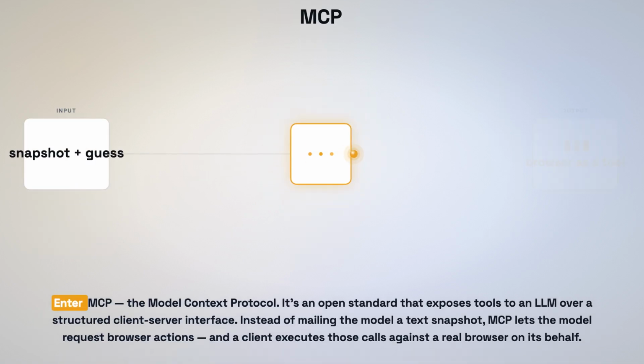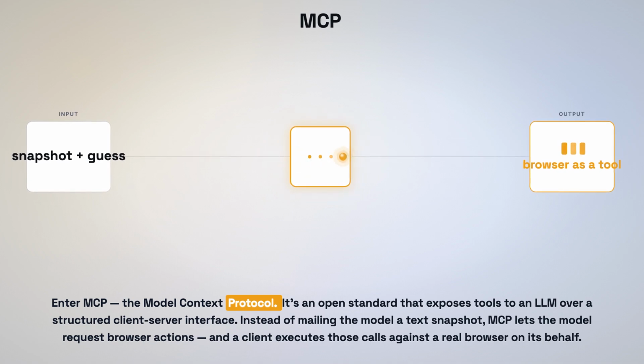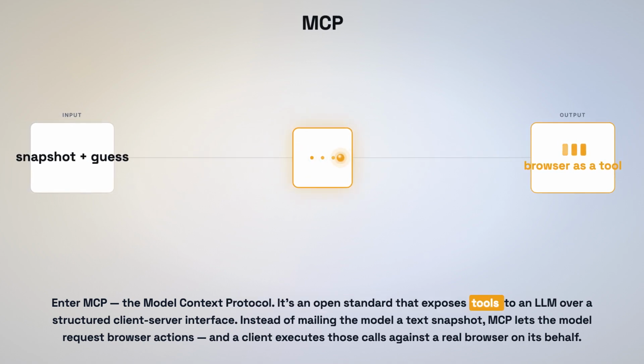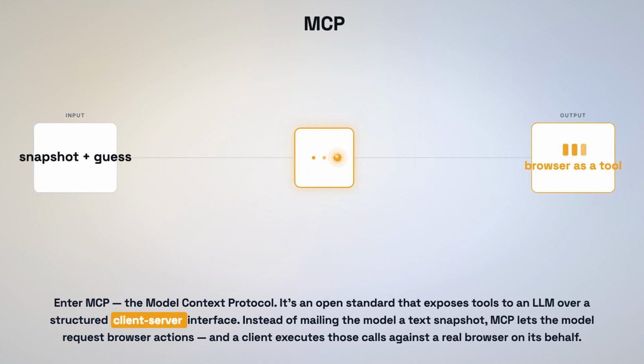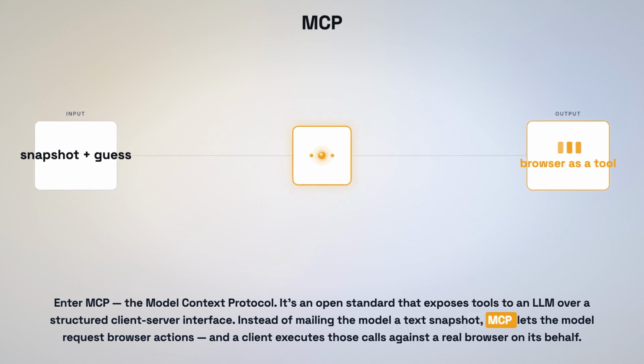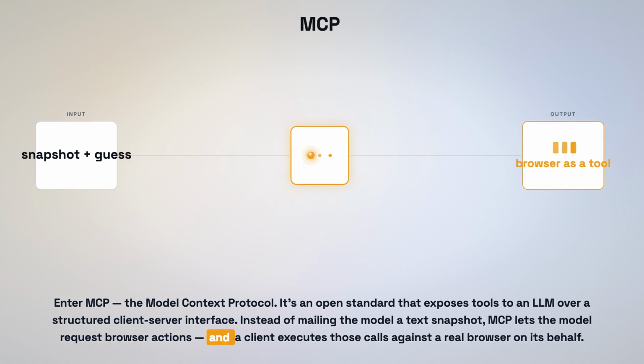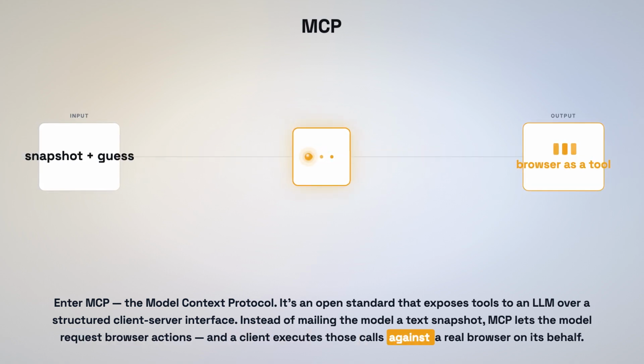Enter MCP, the Model Context Protocol. It's an open standard that exposes tools to an LLM over a structured client-server interface. Instead of mailing the model a text snapshot, MCP lets the model request browser actions, and a client executes those calls against a real browser on its behalf.